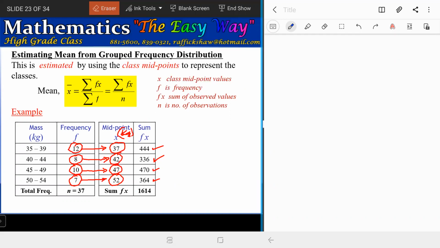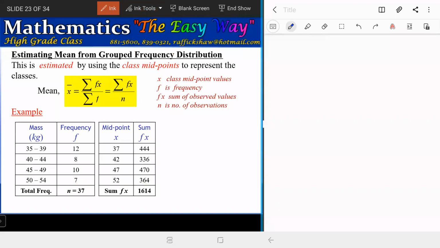We're adding up the mass of all the balls gradually. We measure the total mass of the 12 here, and because we assume all of them are 37, the total mass of that 12 is 444. Then the 8 here, each of them measures 42, so the total mass of these 8 is this. Then you have 10 balls here, each assumed to measure 47, so the total mass of those 10 balls is 470. And then you have 7 balls left, each assumed to measure 52, so the total mass of those 7 balls is now 364.